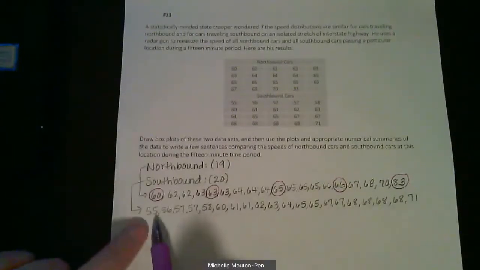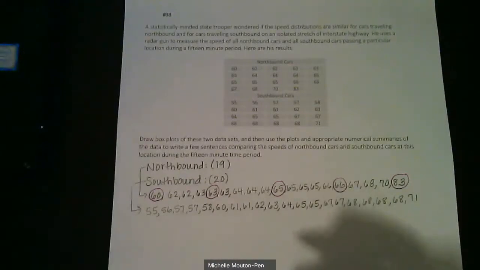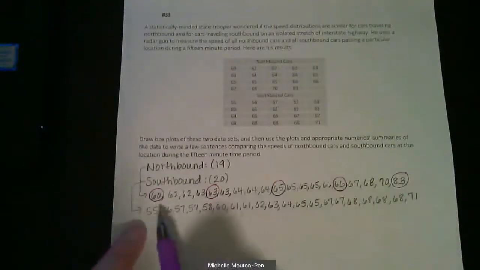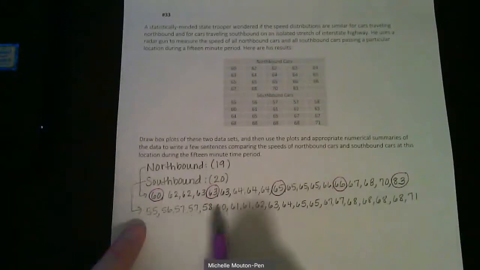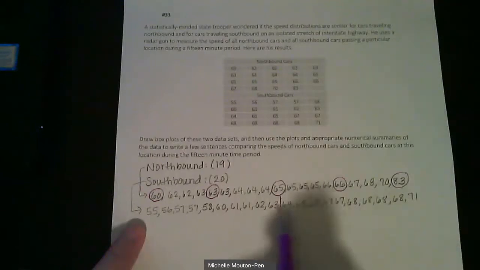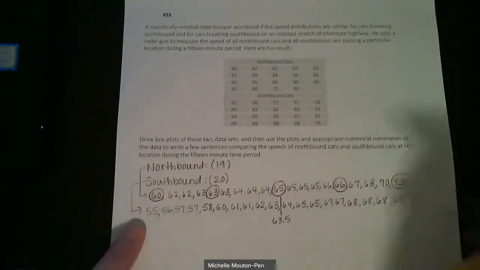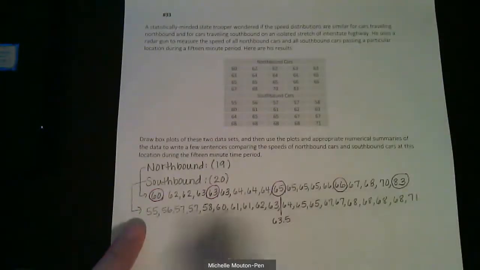Now this one though has 20. So whenever I go to find the number in the middle for this one, I end up with 1, 2, 3, 4, 5, 6, 7, 8, 9, 10. So now my median is actually in between these two. Therefore my median is 63.5. Now there's 10 pieces to the left, so that means I have 5 to the left.